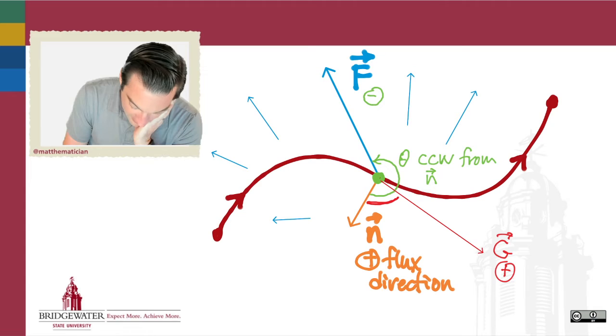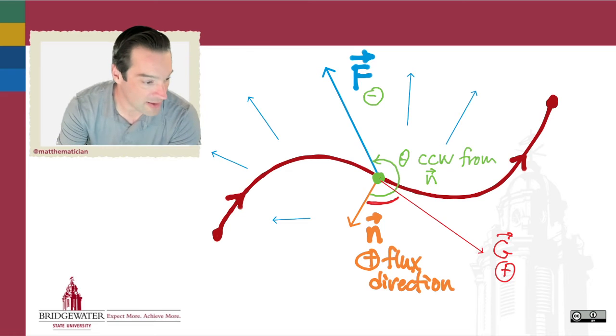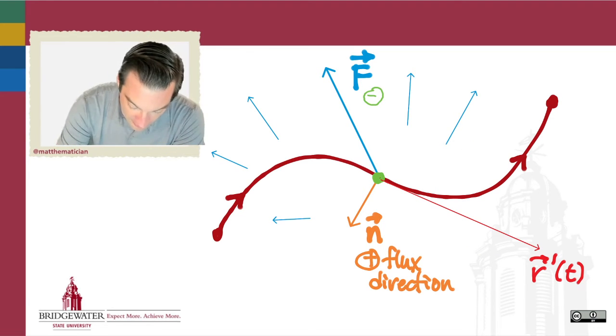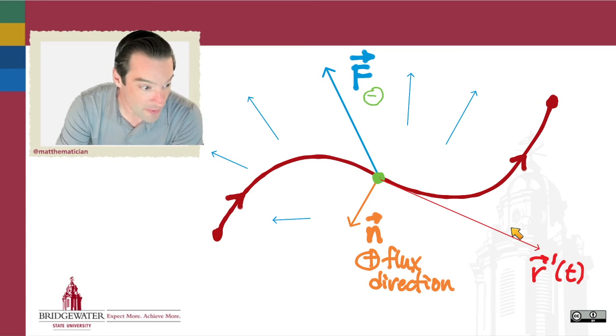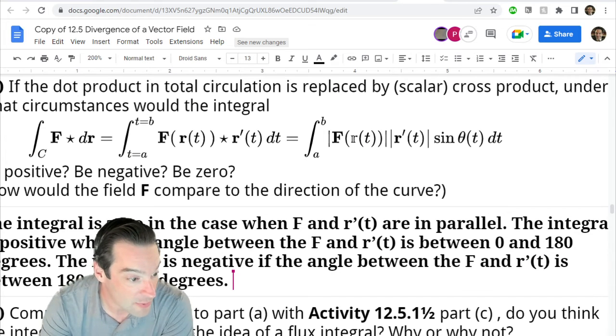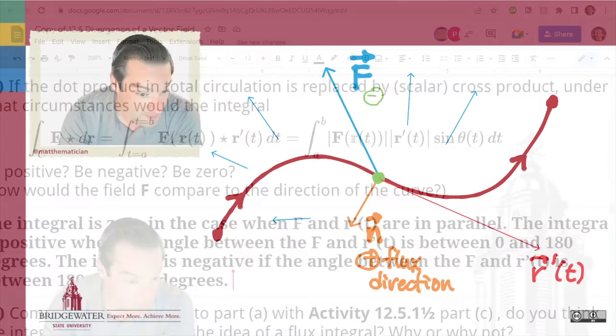Hold on. Am I happy with this? I'm not sure I'm happy with this description yet. Yeah, I don't think I'm quite getting this right. So it's really the angle in between the vector field and the velocity vector that we're interested in this activity, right? Because that's the scalar cross product that we're taking, right? The vector field scalar cross product with the velocity vector, r prime of t.